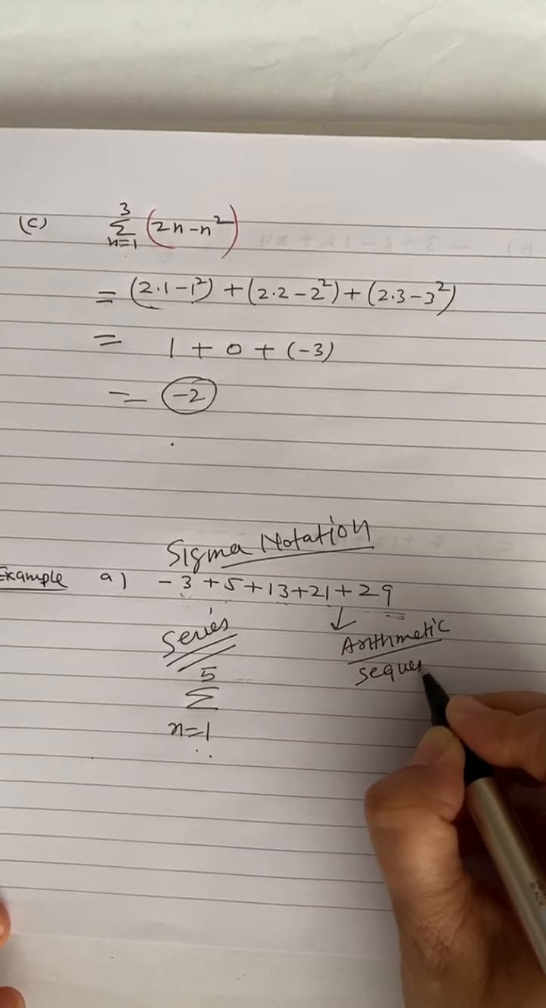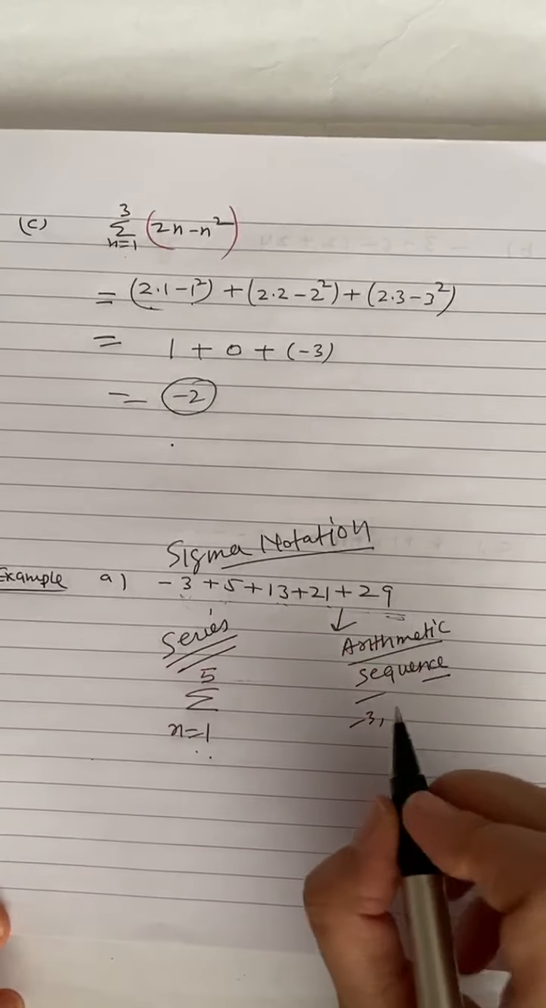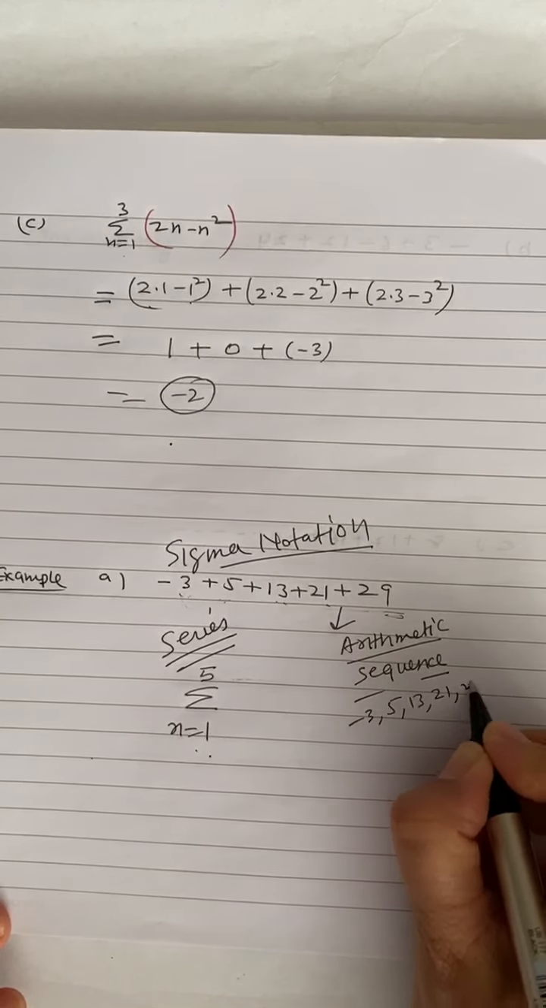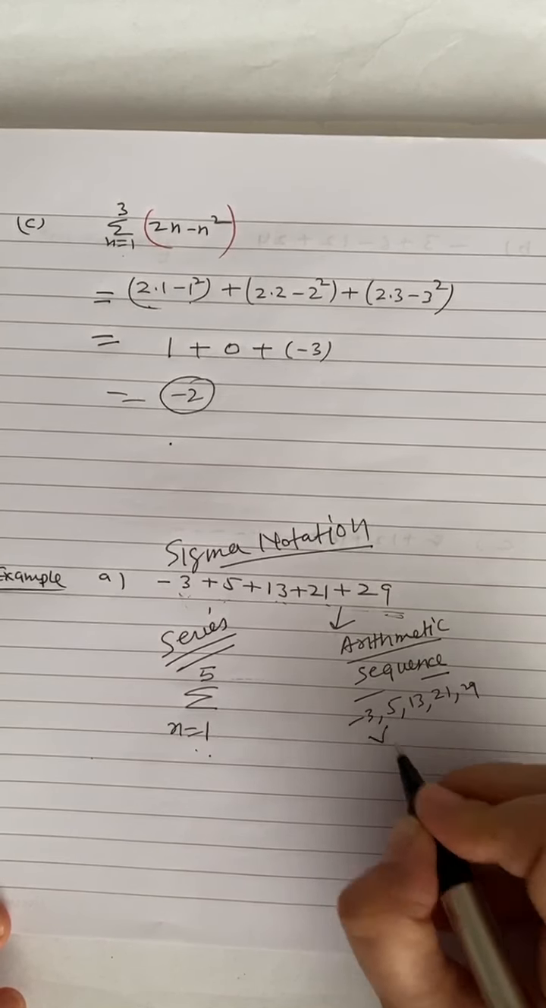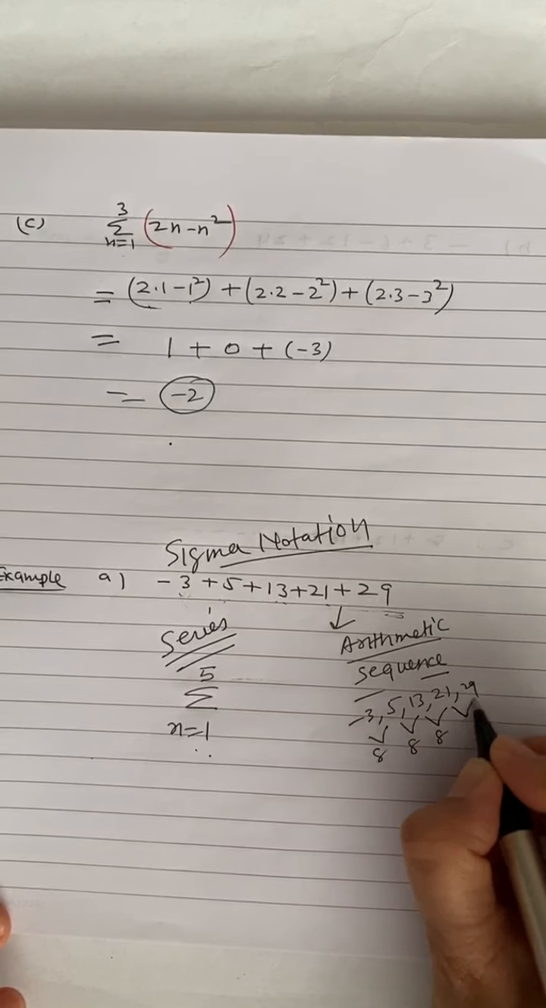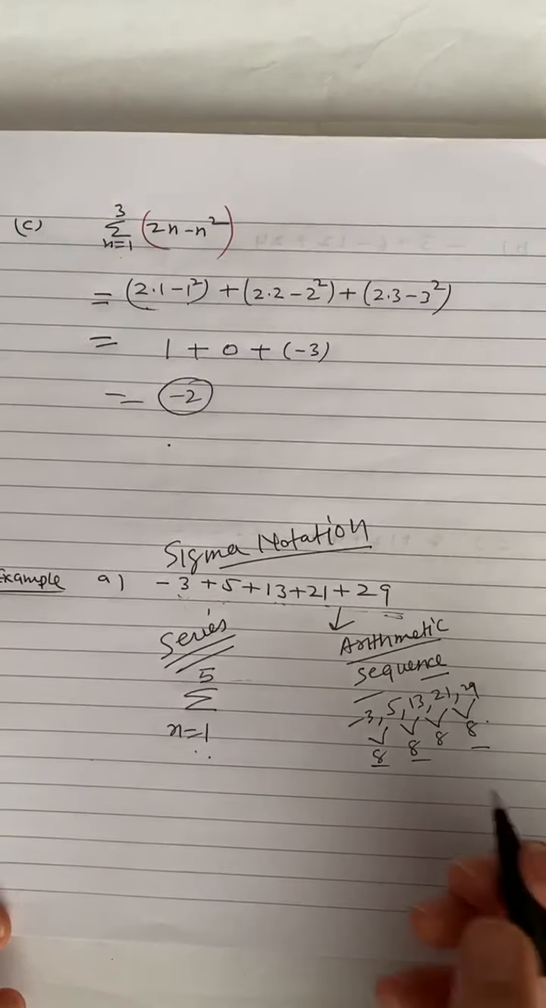This is an arithmetic sequence. Why am I saying it's a sequence? I'm talking about numbers only. This is a series, but to find the rule, if I write this down as an arithmetic sequence, then I can see here there is a common difference of 8, which means for this one, we know how to find the rule.